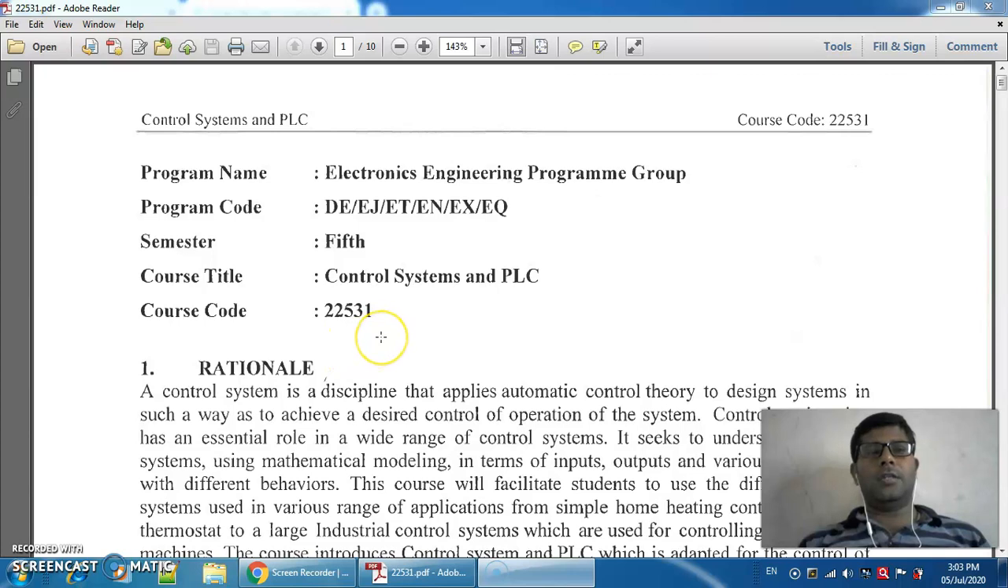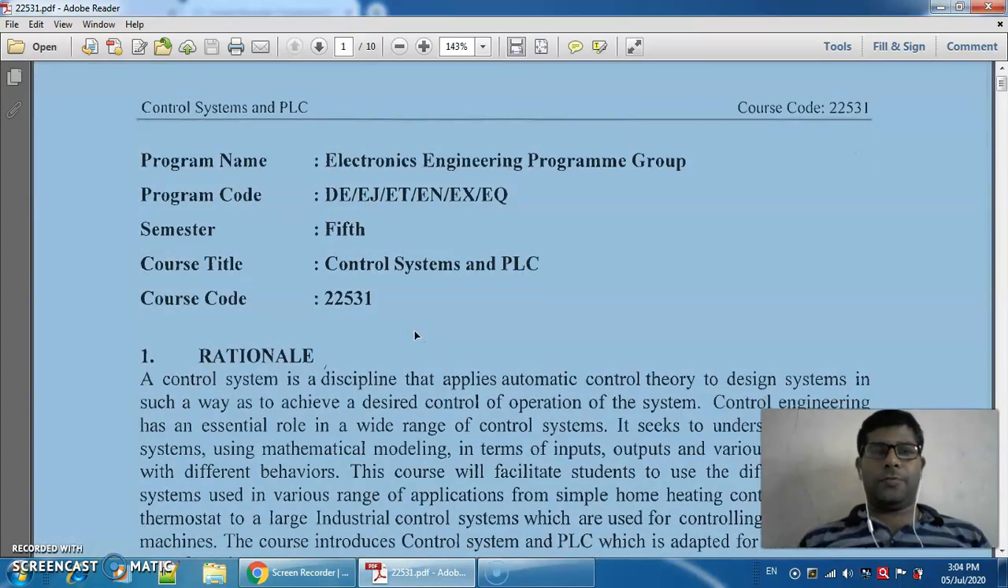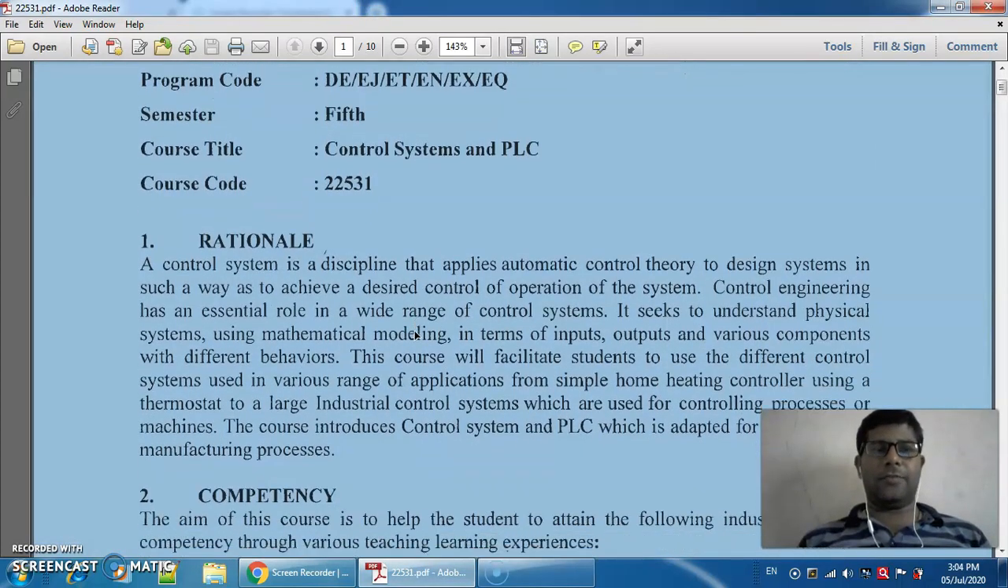This subject has two parts. The first is control systems, with 3 chapters, and the last 2 chapters are PLC, a total of 5 chapters. PLC means programmable logic controller. We'll see them one by one.